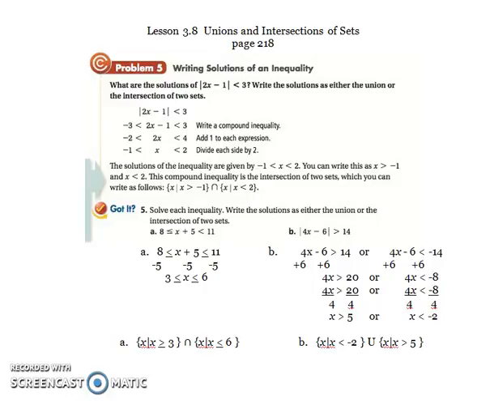This is lesson 3.8, Unions and Intersections of Sets, on page 218, problem 5, writing solutions of an inequality. What are the solutions of absolute value of 2x minus 1 less than 3? Write it as the union or the intersection of two sets. Okay, so first thing we have to do is solve it.